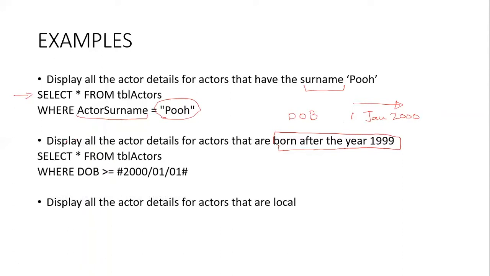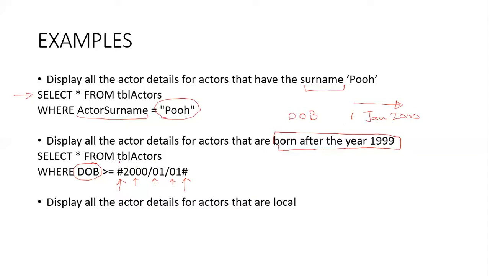So our SQL statement, select star from TBL actors, where we're querying the date of birth, that's my field, is greater than equal to, remember, I indicated when you are working with dates, you enclose it with a hash at the beginning and the end. And the format that I'm using, you could use a different format that could change, but in this format, it's the year, the month, and the day. And this is the 1st of January 2000.